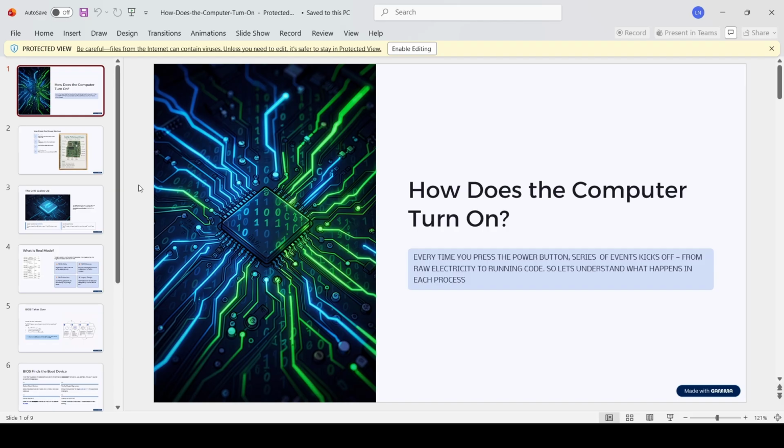Hello everyone. In this video, we're going to discuss how computers really turn on. You might have pressed the power button on your computer thousands of times, right? But do you actually know what happens in those first few seconds before you even see the desktop logo or anything, even before the mouse appears?